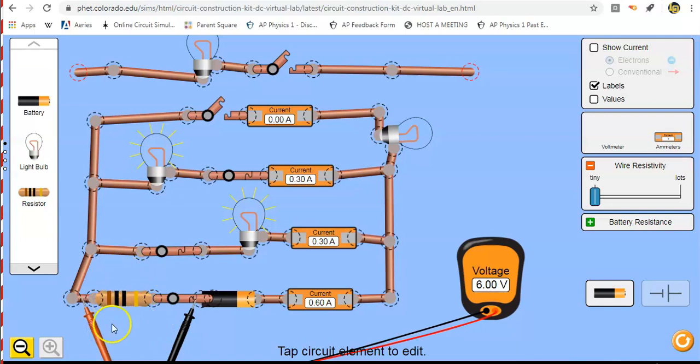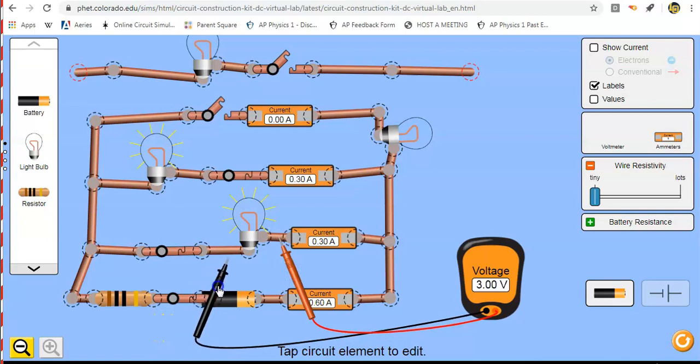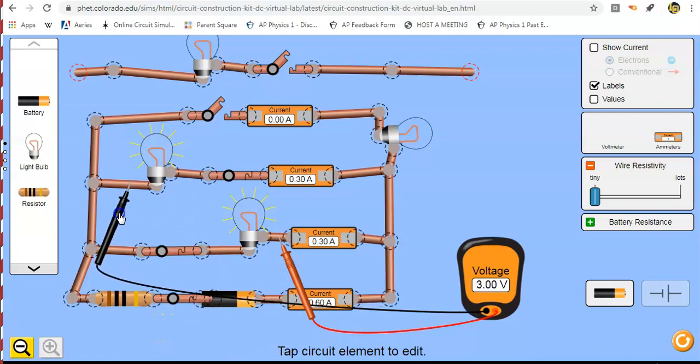The resistor is taking 6 of the volts, but these guys are still going to have the same voltage, because even though they're not in parallel with the battery, they're not getting all of the voltage of the battery, they're still getting the same voltage. They're connected by wires to the same location on this side, and they're connected by wires to the same location over here. Okay, now here's a question for you.